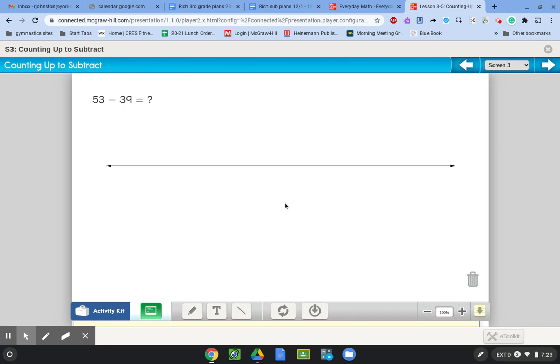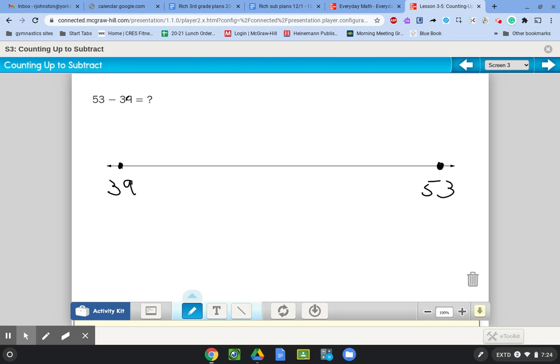So on your slate, draw an open number line. I'll even help you get started. We're using the counting up method. So we're going to go from the low number, 39, to the high number of 53. This is a way to find out how much is in between 39 and 53, which is the same as saying what's the difference between 39 and 53, which is the same way as saying 53 minus 39.